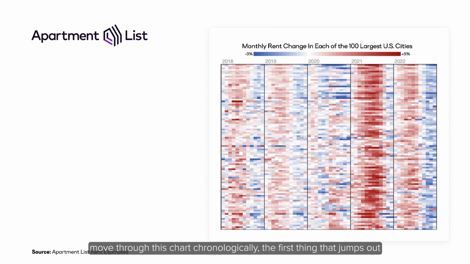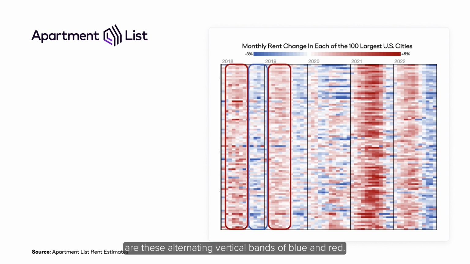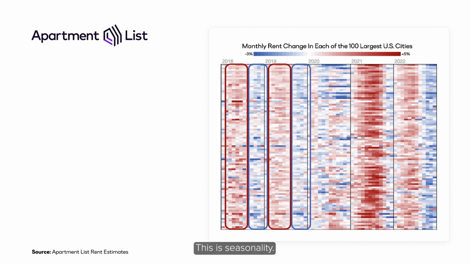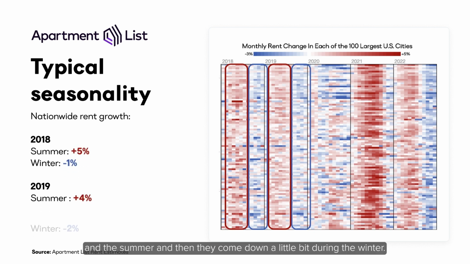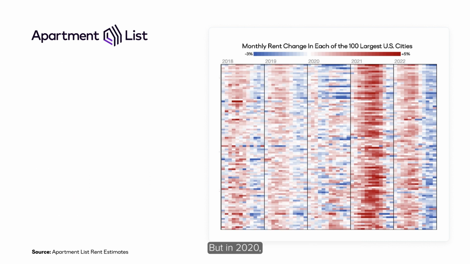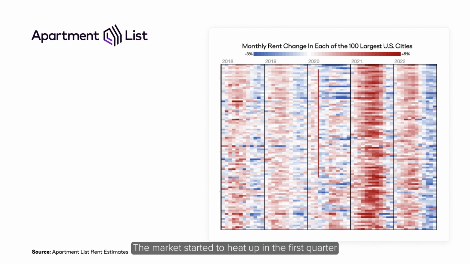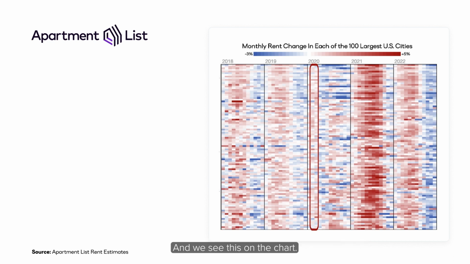If we move through this chart chronologically, the first thing that jumps out are these alternating vertical bands of blue and red. This is seasonality. Typically, rents will go up during the spring and the summer, and then they come down a little bit during the winter. This is the normal state of the market, if you will. But in 2020, that seasonal pattern breaks. The market started to heat up in the first quarter, as it normally does, but that was interrupted by the pandemic.